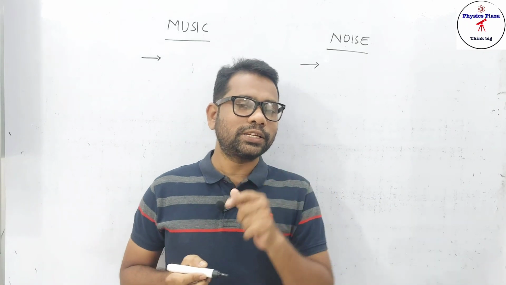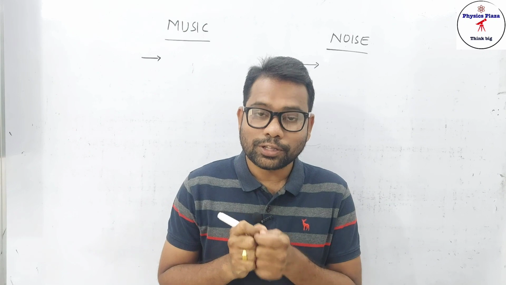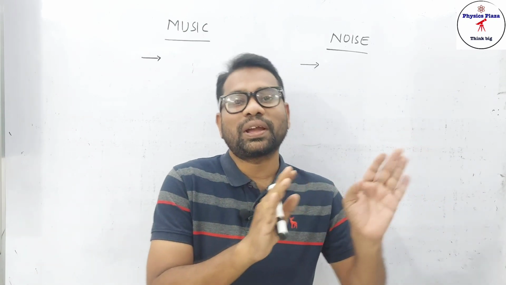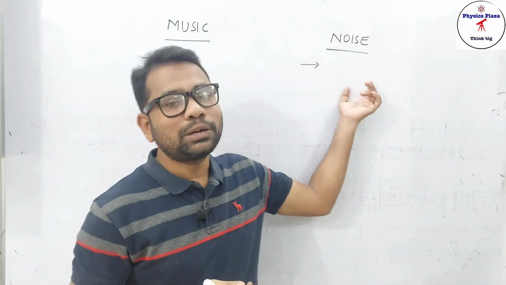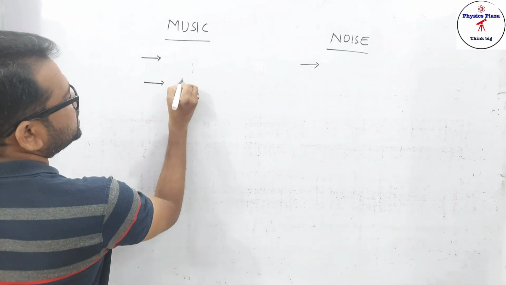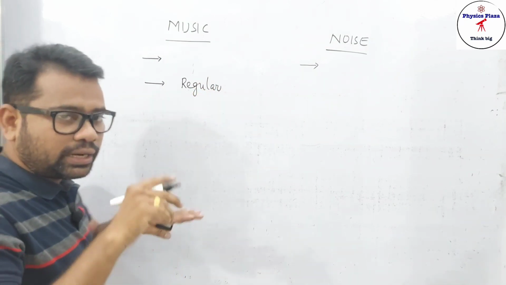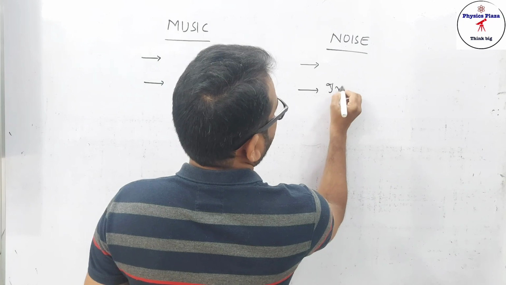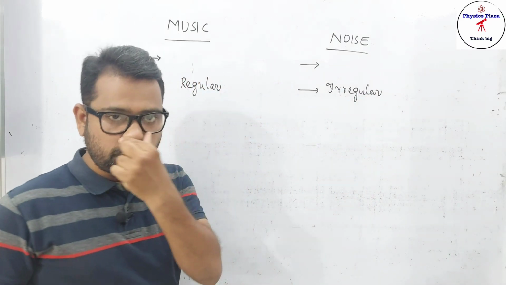Children, whenever a teacher comes to your class, what will they tell? Do they say stop music or stop noise? Definitely they will tell, dear children, kindly don't make noise, or stop noise, because it irritates, which is unpleasant. Fine, okay. And musical sound is produced in a regular, rhythmic way, whereas noise is produced in an irregular manner.